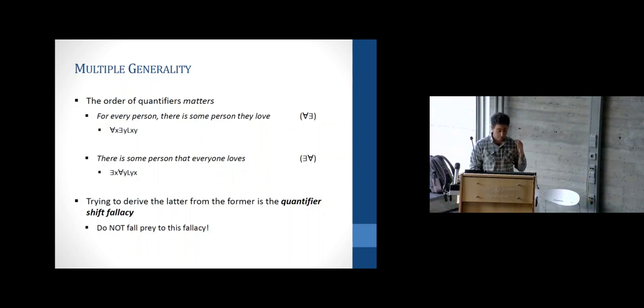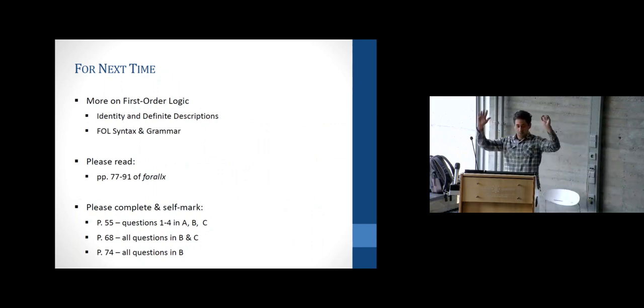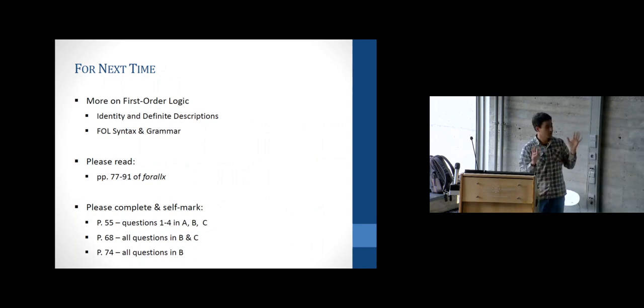And we are done. I managed to finish everything. What we'll do next time, we'll talk more about first-order logic. We'll talk about extra things you can put in first-order logic. Please read the rest of the chapters, 77 and 91. And in the tutorial this week, we'll start doing first-order logic formalizations. Okay, so we're moving away from truth-functional logic. I'll stay here if anyone has more questions.